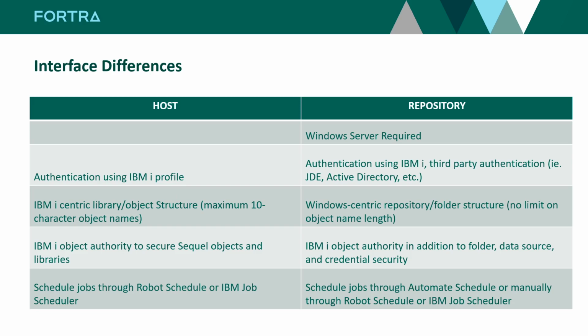Now, Viewpoint, as you may be aware, has a plugin to easily schedule your jobs through Robot Schedule or the IBM Job Scheduler, depending on if you have Robot Schedule installed or not. The repository, you can still use either one of those. You would have to define them manually. You would have to go into Robot or into the IBM Job Scheduler and set up your jobs that way. Or we do have a plugin for Automate Schedule through the SQL web interface version of repository mode.